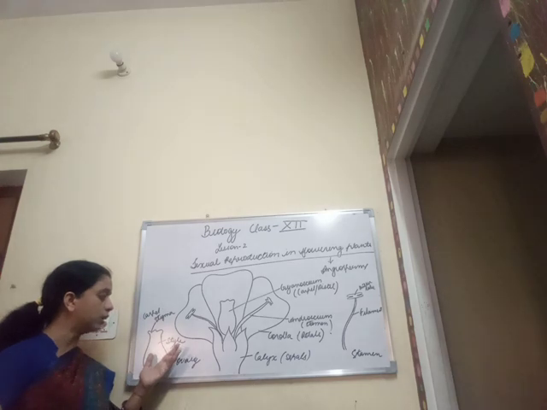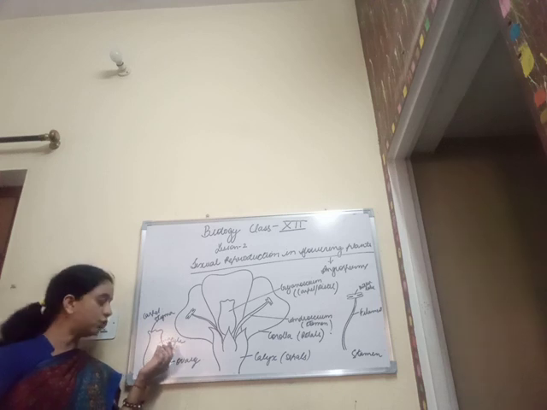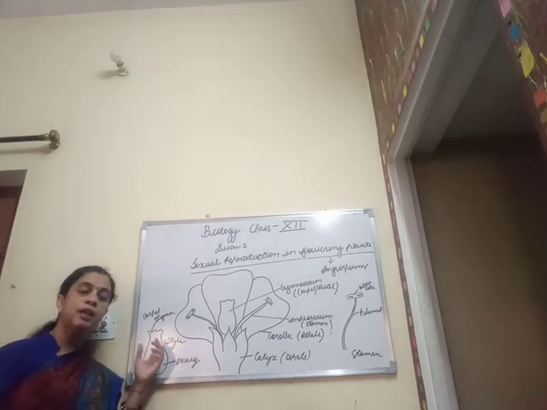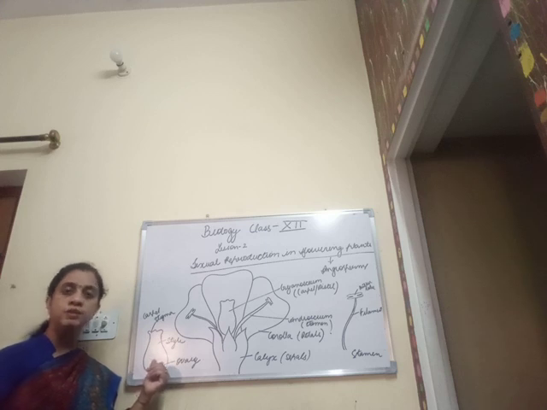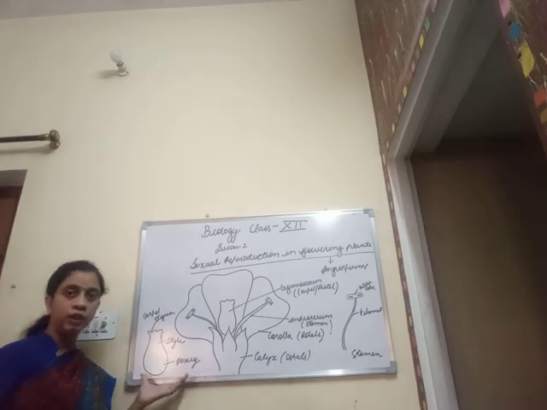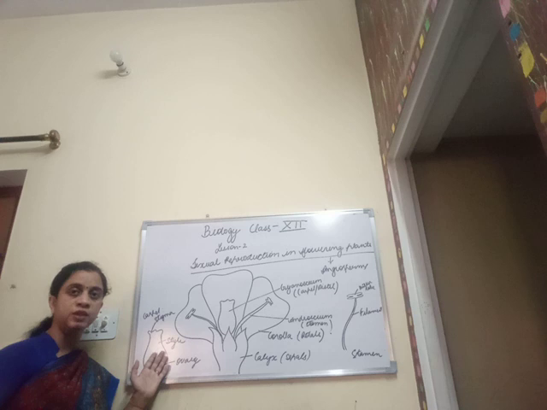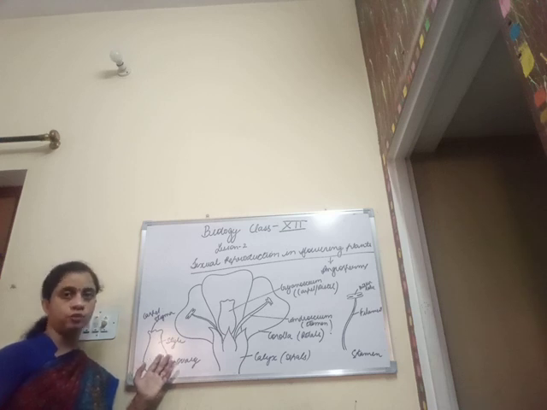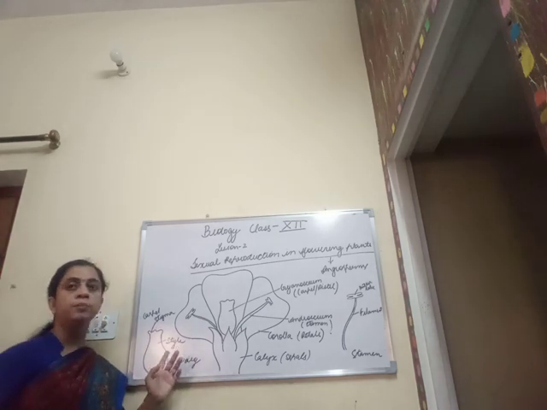Now, the style is a long, slender, neck-like structure which is again very important. It helps in the formation of the pollen tube through which the male generative cells move towards the female generative cell. Then, the last part is the ovary. The ovary is a basal, swollen structure which houses the ovule. Here the ovule is present, in which lies the female gamete. So this is the overall view of the gynoecium, that is the carpel or the pistil.